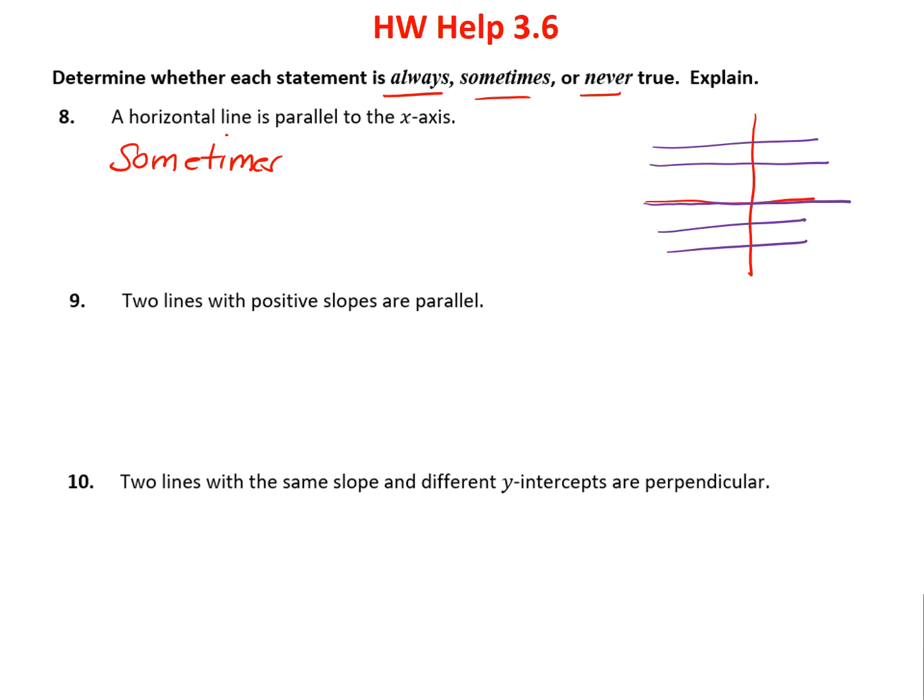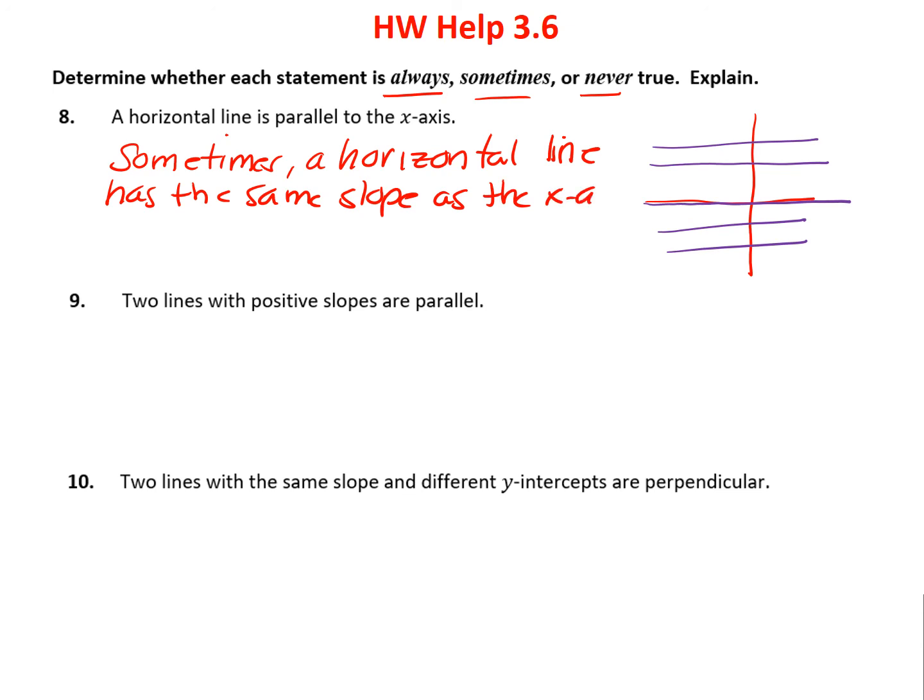A horizontal line has the same slope as the x-axis and is parallel unless it is the x-axis. And then it's the same line. So that's the point of that. In other words, almost every horizontal line is parallel to the x-axis unless it is the line y equals 0, which is the line itself.